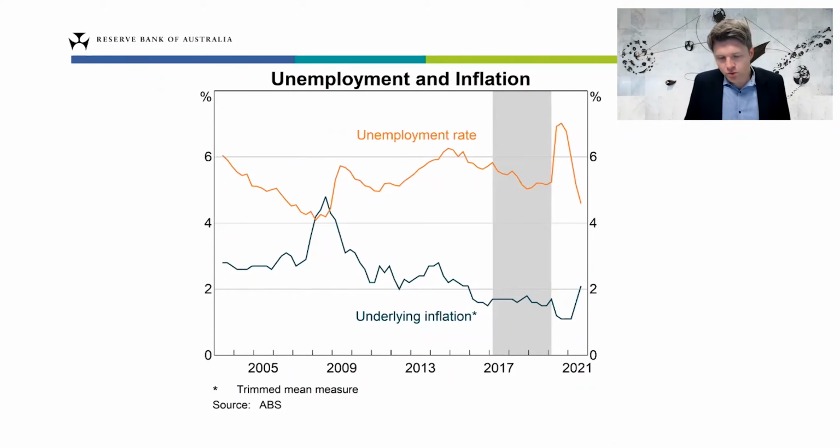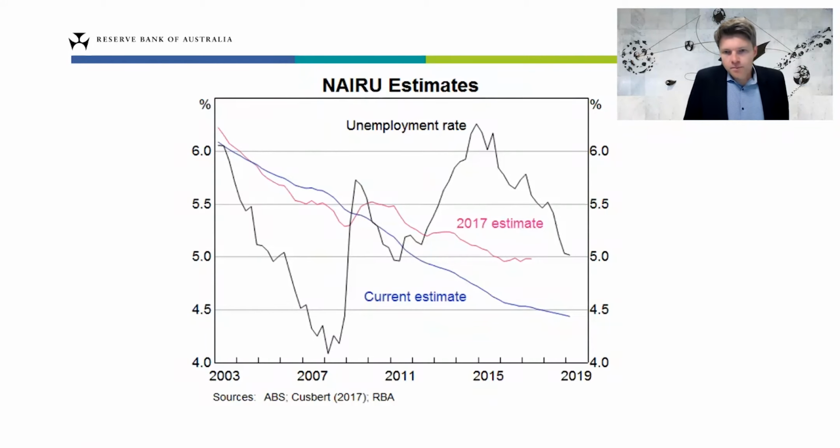So once we have the model, we estimate it using the data that we have, and it spits out an estimate of where it thinks the NAIRU is. Before the pandemic, these models were telling us that the NAIRU for Australia was below 5%, so somewhere around 4.5%. But I should say that even though we have some fancy models for estimating the NAIRU, there's a lot of uncertainty in estimating where the NAIRU actually is.